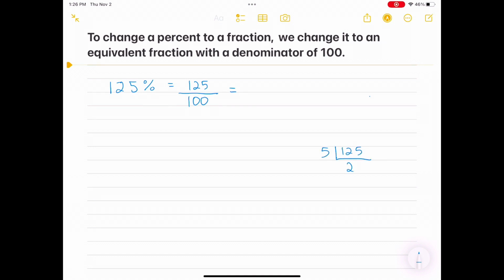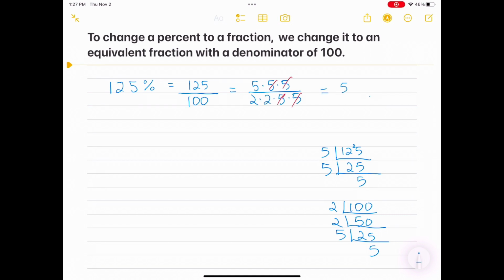And we factor 125 into its prime factors, 5 times 5 times 5, and 100 factors into its prime factors, 2 times 2 times 5 times 5. And then we eliminate common factors between numerator and denominator to end up with the fraction 5/4, which converted to simplest terms is the mixed number 1 and 1/4.